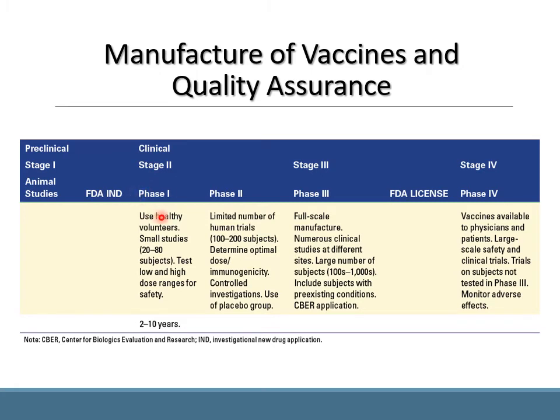So phase 1 is to use healthy volunteers, and this uses a small number of subjects. This is looking for dose ranges and safety. Down here, yes, 2 to 4 years. Phase 2, then, we're starting to amplify the number of subjects, but it's still pretty small, 100 to 200 human subjects. Determining the dose, determining that it does cause an immune response, and also using a placebo group in phase 2.